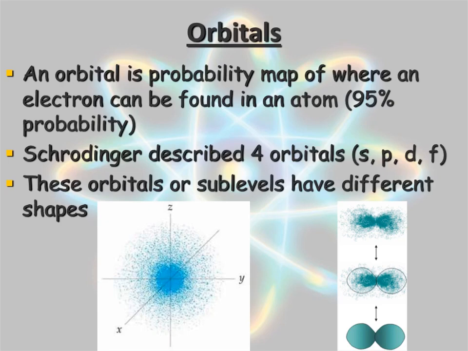Okay, so that kind of leads us to this idea of an orbital. An orbital is a probability map of where an electron can be found in an atom. So basically, if we go there, there's a 95% chance that we're going to find an electron. A guy named Schrödinger described 4 orbitals, known as S, P, D, and F. Now, all of these orbitals, and they're also called sublevels, have different shapes.